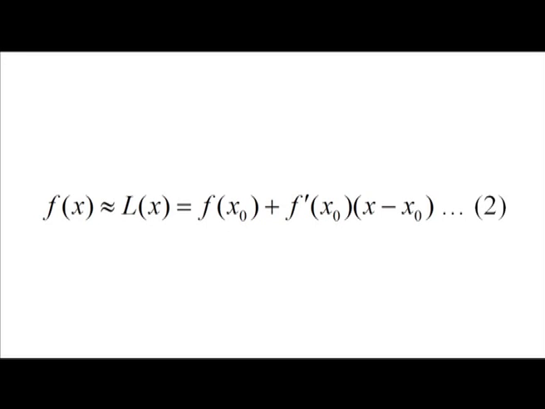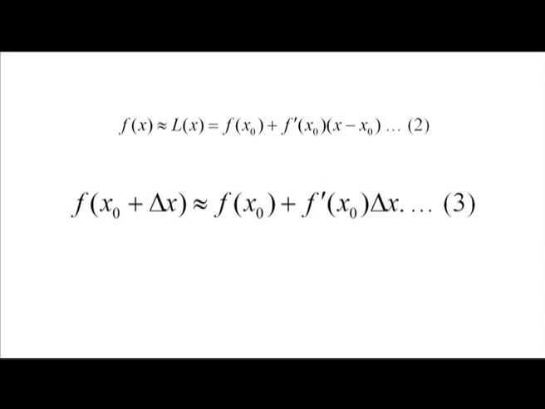Letting delta x equal x minus x naught, we have x equal to x naught plus delta x, and equation 2 gives f of x naught plus delta x approximately equal to f of x naught plus f prime of x naught times delta x. We call it equation number 3.